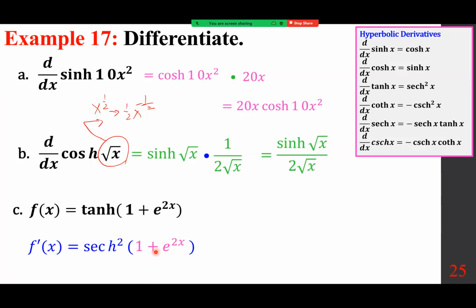Now, by the chain rule, we need the derivative of this argument. Well, 1 is a number and the derivative is 0. This is exponential. The derivative of any exponential is itself. Again, by the chain rule, you need the derivative of 2x, which is 2. We are done. We are going to rewrite this by putting this in front, this in front: 2 e to the power of 2x hyperbolic secant squared of 1 plus e to the power of 2x.